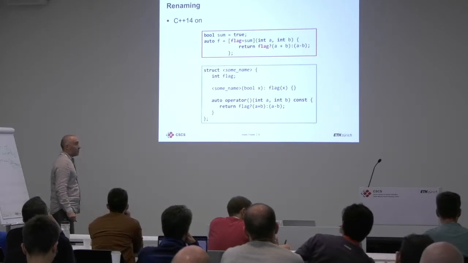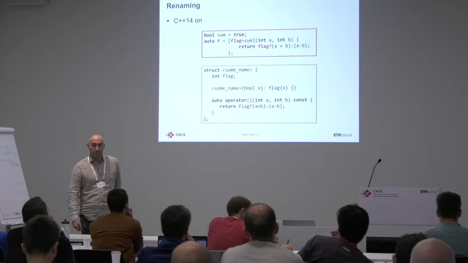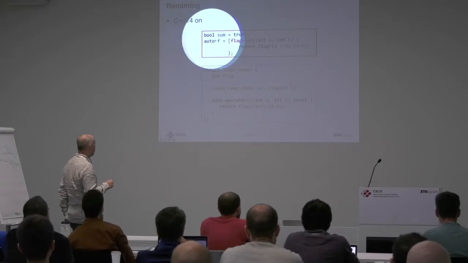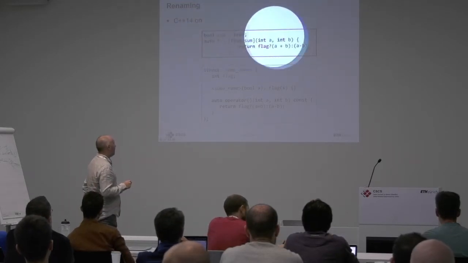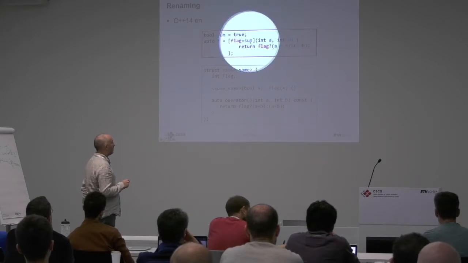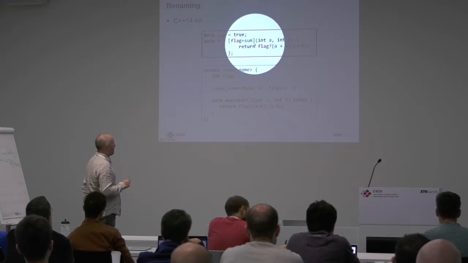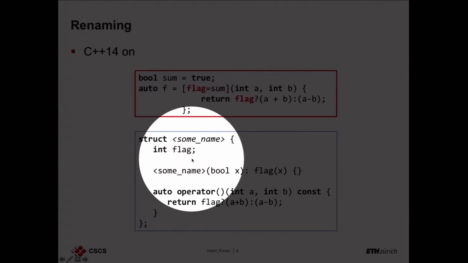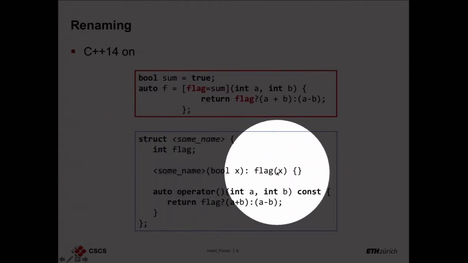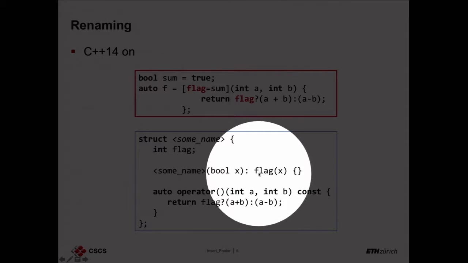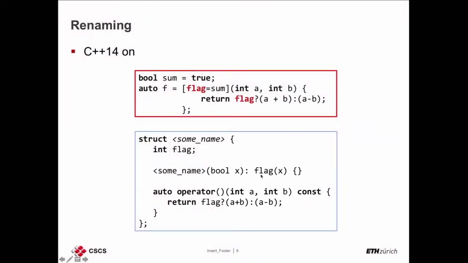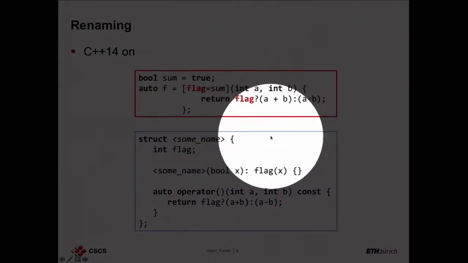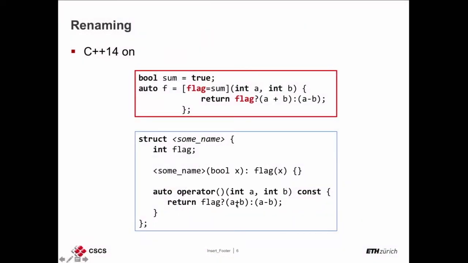Also in C++14, you can rename variables. So I have a Boolean I call sum, and I want to use a different name inside my lambda, so I can always say flag is equal to sum. And this behaves like you have a data member flag, and you have a constructor for your lambda that takes a Boolean and instantiates flag with that Boolean. And then if flag is true, do a plus b, otherwise a minus b. The body doesn't change.